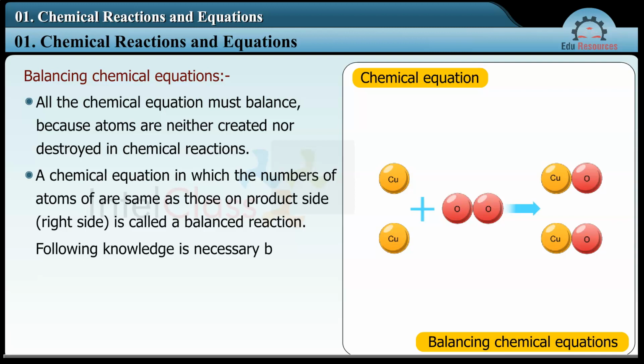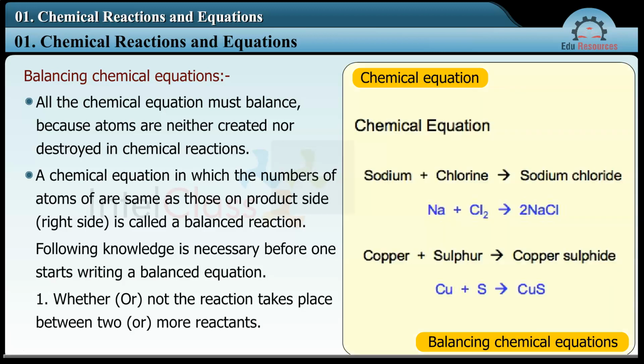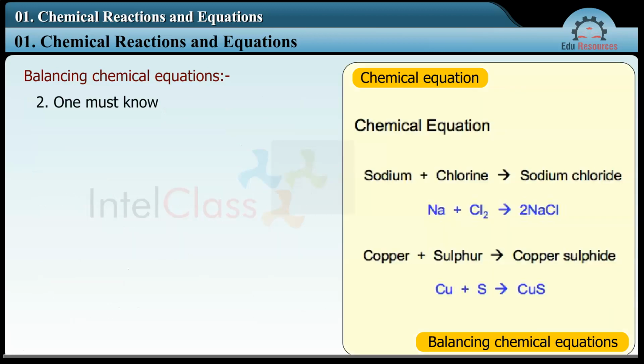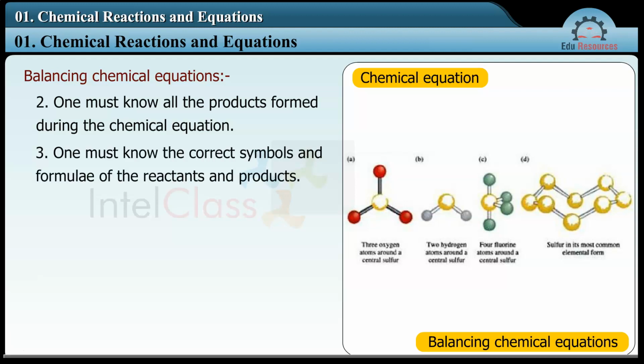The following knowledge is necessary before one starts writing a balanced equation. 1. Whether or not the reaction takes place between two or more reactants. 2. One must know all the products formed during the chemical reaction. 3. One must know the correct symbols and formulae of the reactants and products.